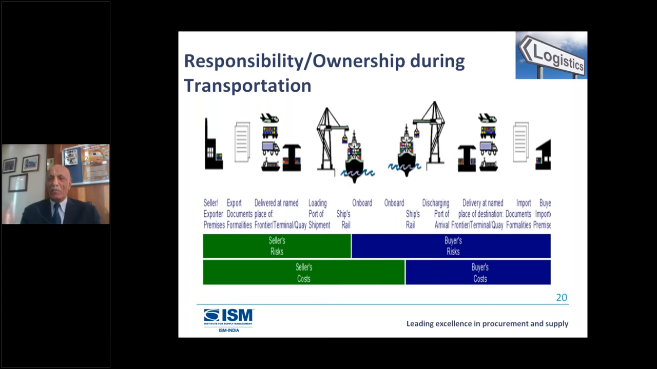Who bears the cost? Up to what level? That depends on the type of Incoterms. The buyer takes risk from what point to what point? The seller takes the risk from what point to what point? This is where, with most of the D terms, you'll find the seller takes the risk up to the port, or even further, depending on the type of D I'm using. So the whole risk goes up to the other end. While if I'm going with Ex Works, the buyer takes the risk from beginning to end. When the seller takes the risk, costs are also there. Obviously, when the seller takes the risk, the buyer has to pay the cost for the whole.